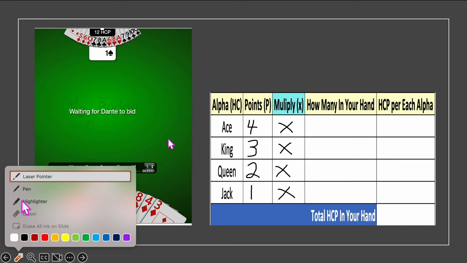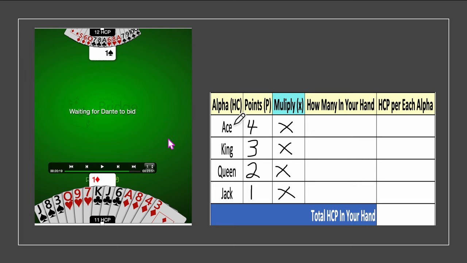Okay, so we know that ace is 4 points, king is 3 points, queen is 2 points, and jack is 1 point. So let's see what we got in our hand. We got one ace, because that's how many are in your hand. How many kings do we have? We got one king, okay, one king. Not the best writing in the world, but we'll go with it. Queens, we got one queen. And we got two jacks. Okay, two jacks.